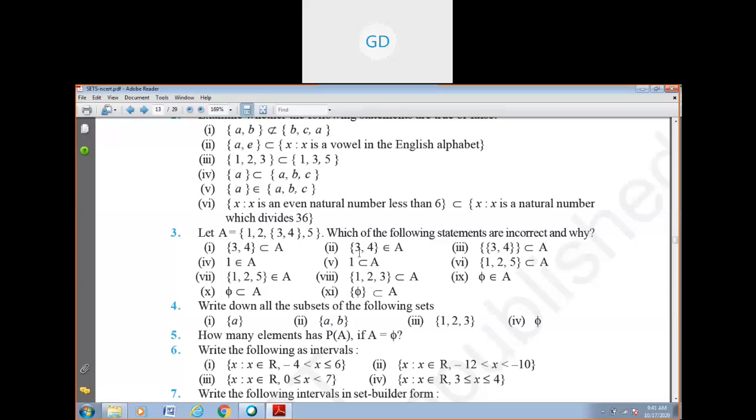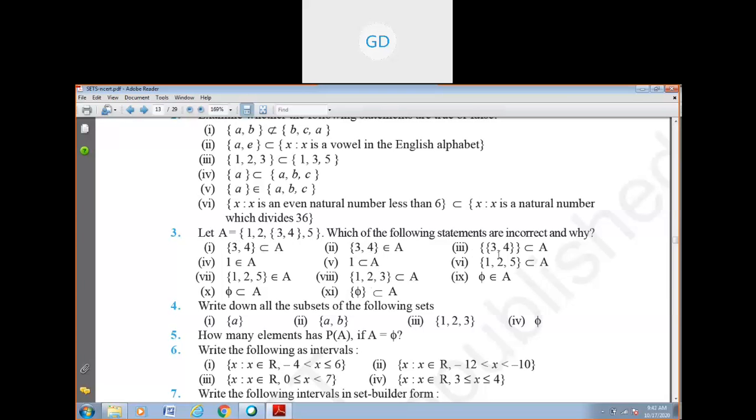Number 2, {3, 4} is the third element of the given set A, so it belongs to A. Yes, it is absolutely correct, because this is present in A as an element. An element always belongs to a set. An element cannot be a subset of a set. An element belongs to a set or does not belong to a set, but an element cannot be a subset of a set.